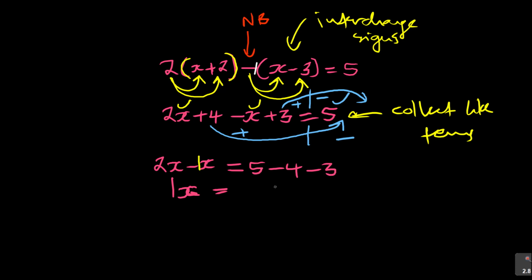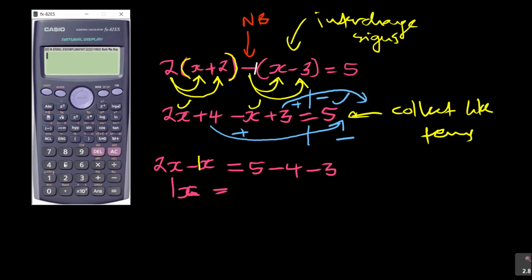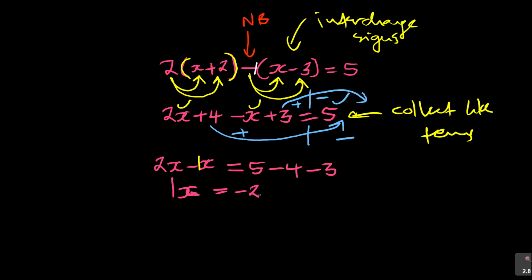Or alternatively, take your calculator and you say 5 minus 4 minus 3. Don't stress out. Check your calculator. You say it's negative 2. So it means there is the answer. 1x is negative 2. Or you can just say x is equal to minus 2.